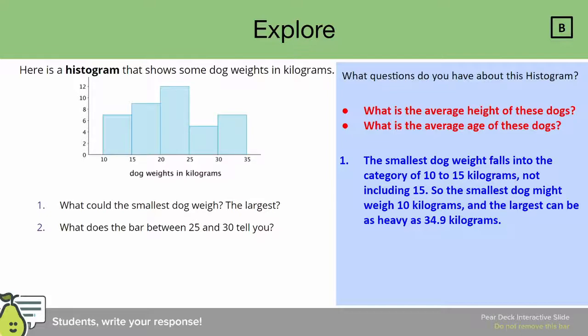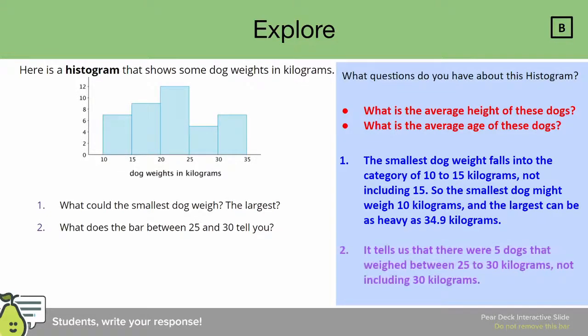All right, welcome back. Number two, what does the bar between 25 and 30 tell you? So please pause the video and let me know. What does it tell you? Okay, welcome back. If you said that this histogram tells us that there were 5 dogs that weighed between 25 to 30 kilograms, not including 30 kilograms, you are correct.